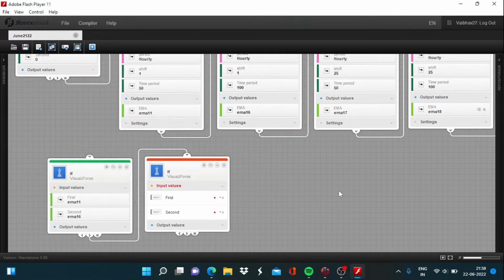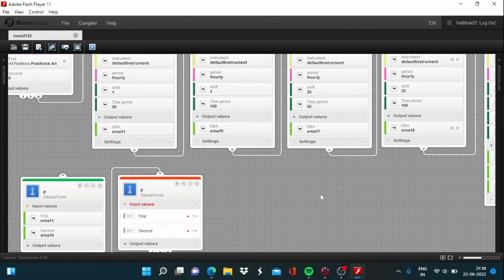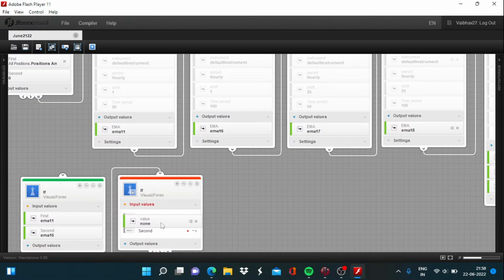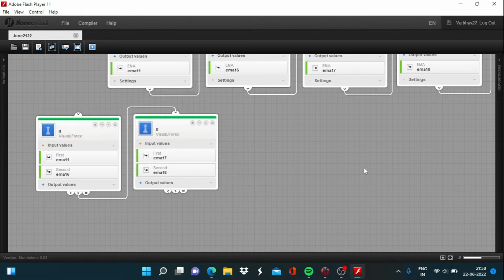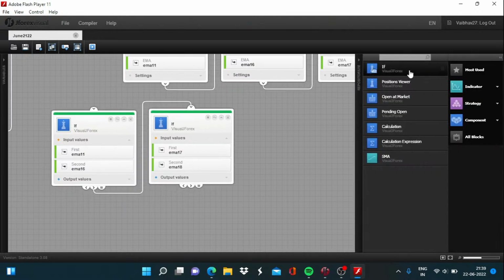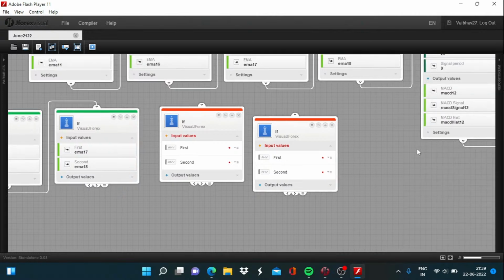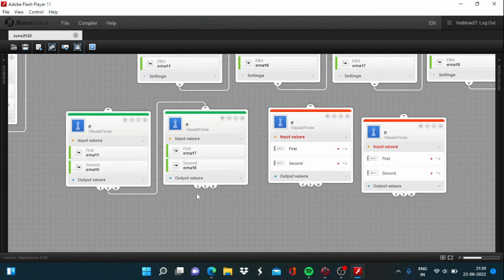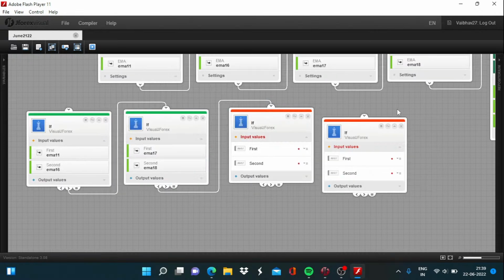25 hours back, the case should have been different. The EMA 17, which is the 50 hours EMA, it should have been below the EMA 100. So first input less than second input.